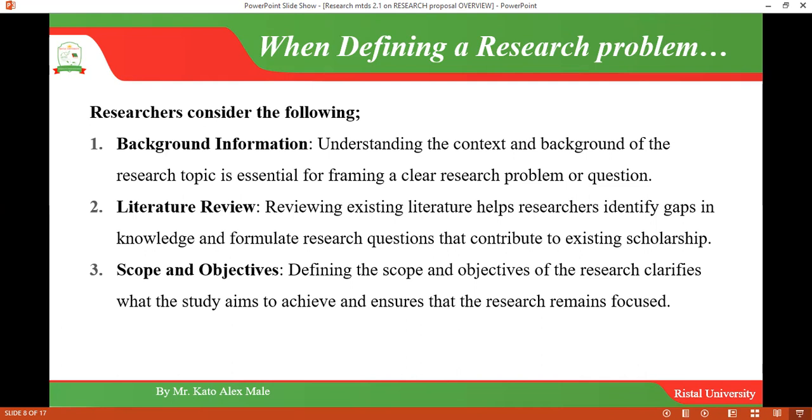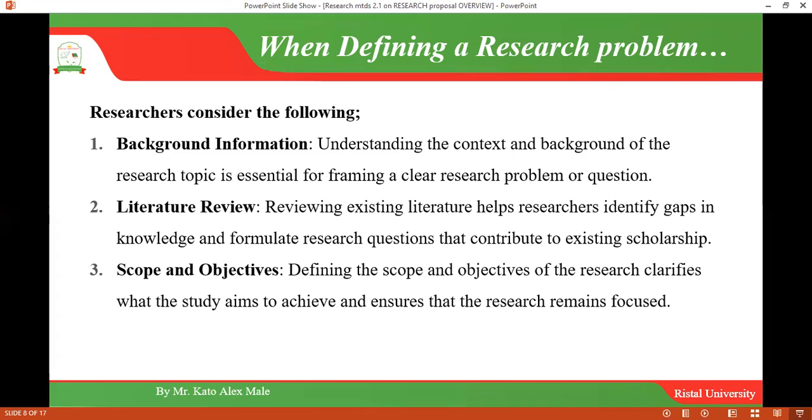Number one is the background information. This involves understanding the context and the background of the research topic, and it is essential for framing a clear research problem. You first try to confirm, like I've told you, that a gap really exists in this information.